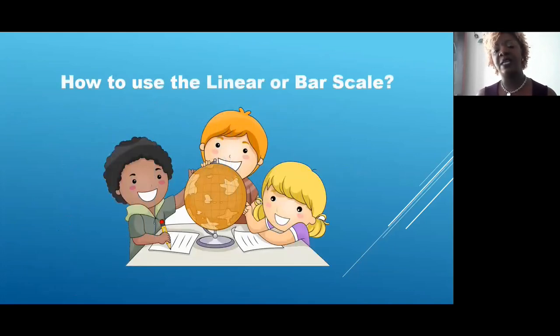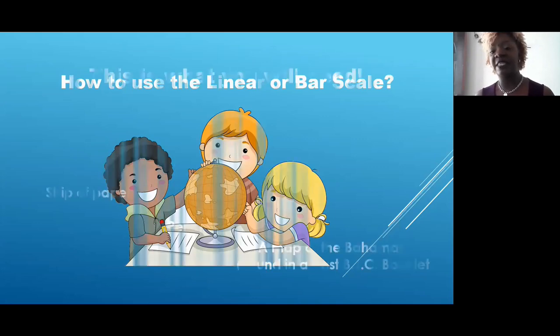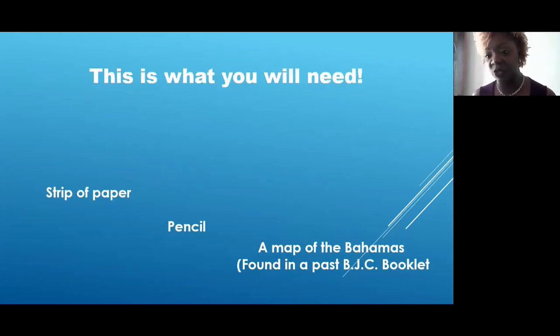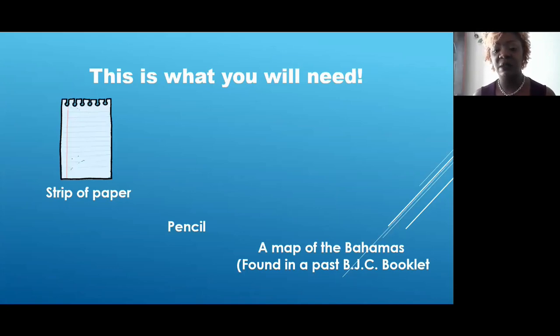How to use a linear or bar scale. Right. So this is what you're going to need if you want to follow this lesson thoroughly. You're going to need a strip of paper. You're going to need a pencil or a pen, preferably a pencil, so that if you make any mistakes, you could always erase. Then you're going to need, of course, a map of the Bahamas.